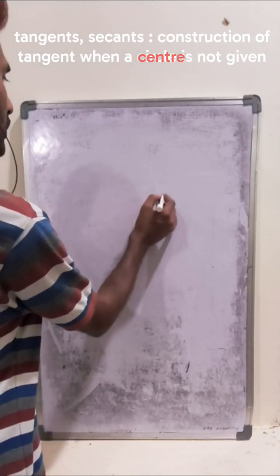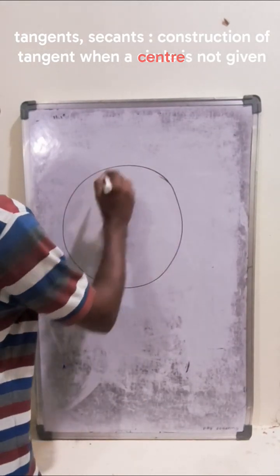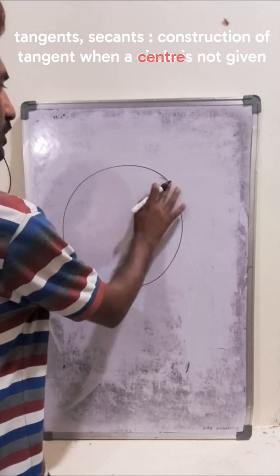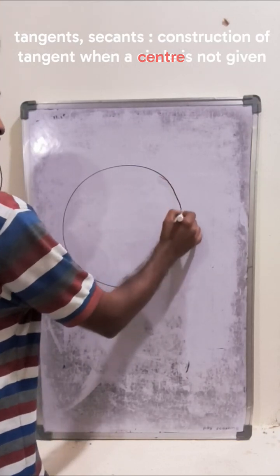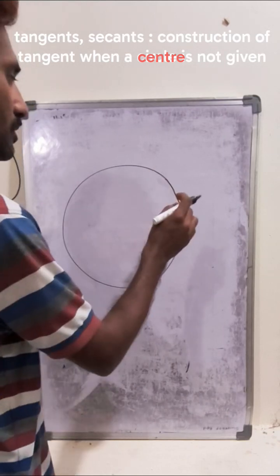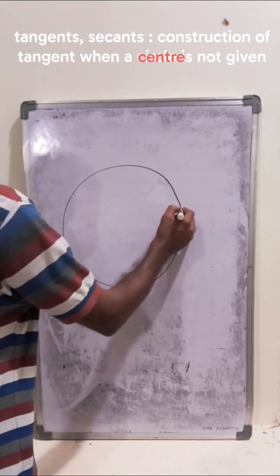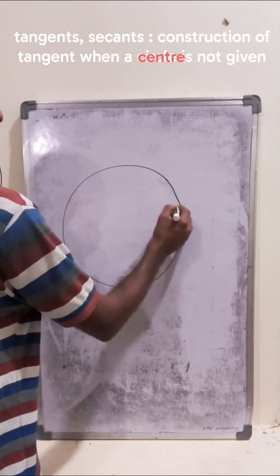So let us try to prove that. It's very simple and it's easy also. If you understand the proof of a theorem, then you will get more confidence. So let's try to do that.